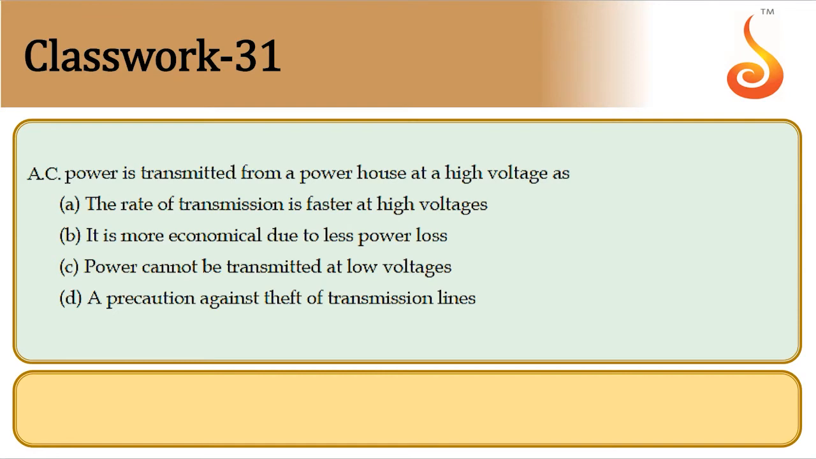See, AC power is transmitted at high voltages because it is more economical due to less power loss. Power loss in the transmission lines is considerably large at low voltages. At high voltages, power loss will be minimum. That's the reason why it is transmitted at higher voltages. That is option B.